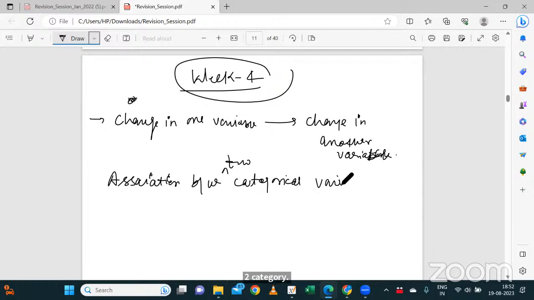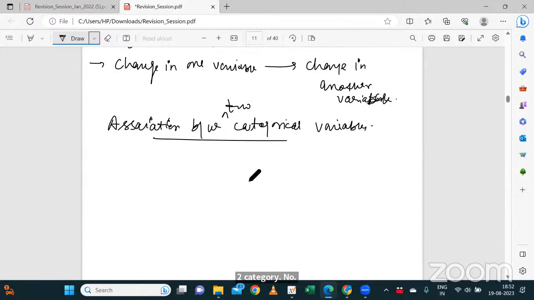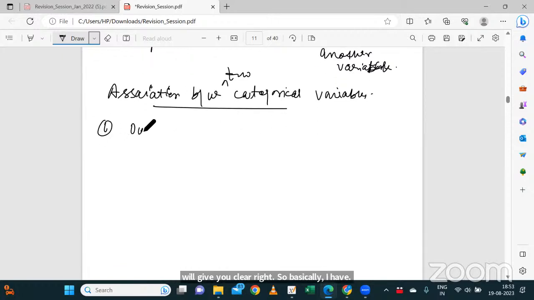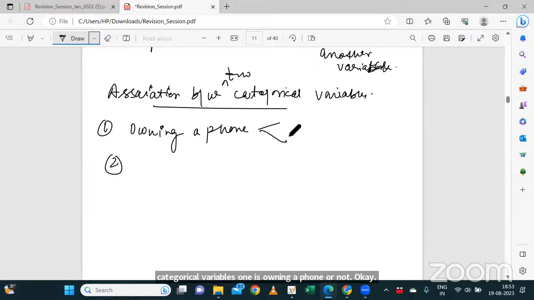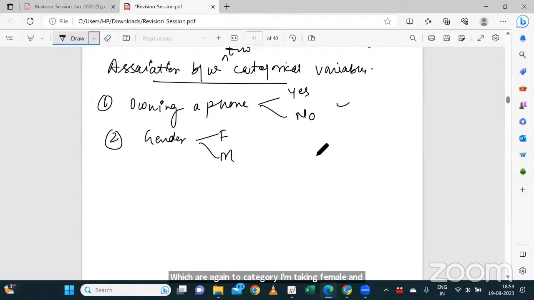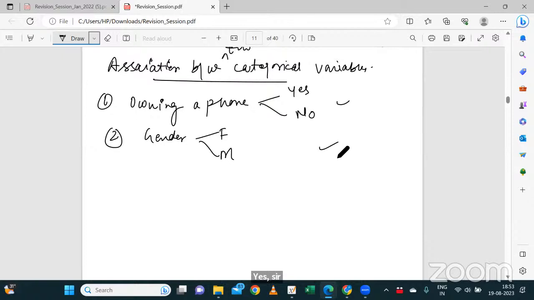Now, there is one method called row relative frequency and column relative frequency. For that, the first step is to make the contingency table. What is a contingency table? Let me draw that table; it will give you a clear idea. I have two categorical variables. One is owning a phone or not, which has only two answers, yes or no. The other is gender, which again has two categories, female and male. Do you agree with me? Yes, sir.